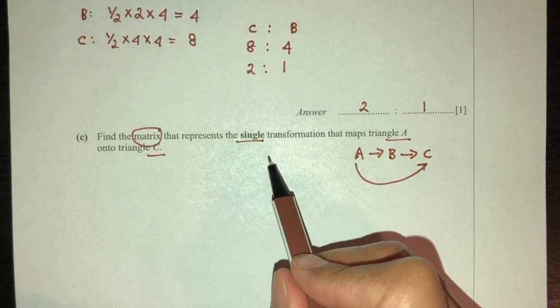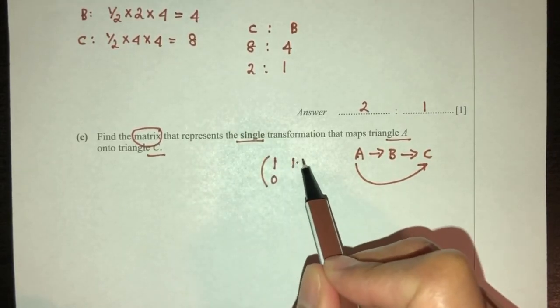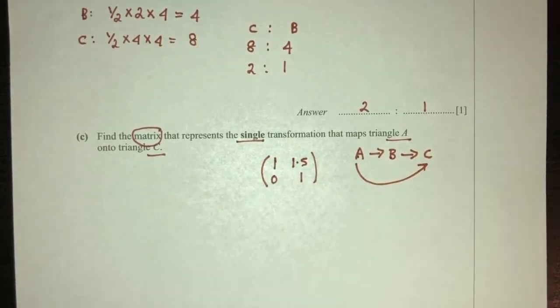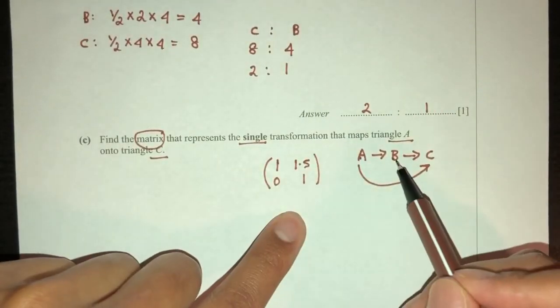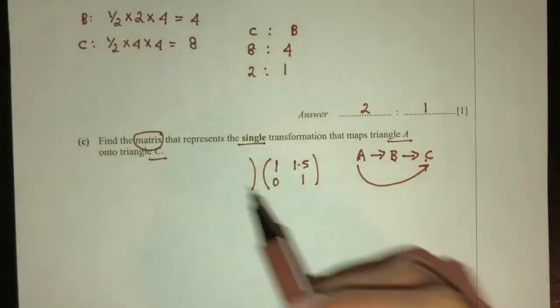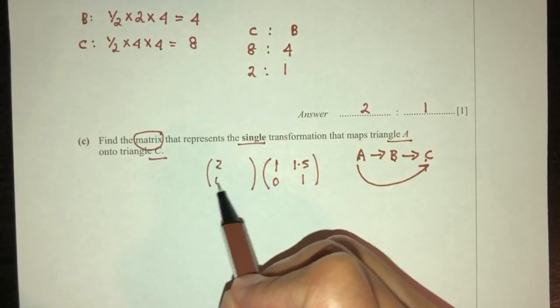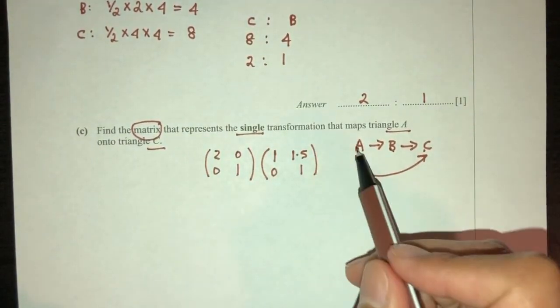We had to multiply by this matrix, which is 1, 0, 1.5, 1, which is this one. That is map A onto B. Now, how do you map B onto C? We have to multiply by the next matrix, which was this one, which is 2, 0, 0, 1. So this combination maps A onto C.